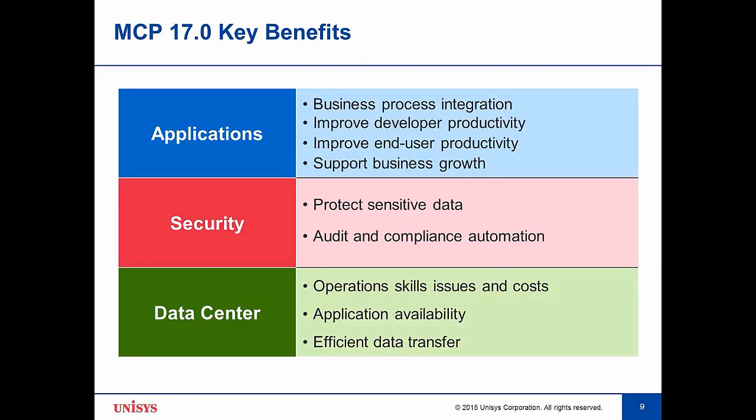The benefits in MCP 17.0 are in three areas: helping you develop and modernize your applications, helping you keep your data secure, and also helping you optimize the data center. In the applications area, we're focusing on business process integration, helping you improve the productivity not only of your developers, but of the end users who use your applications. We want to help you scale up your applications to support business growth.